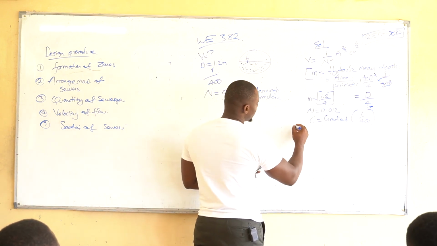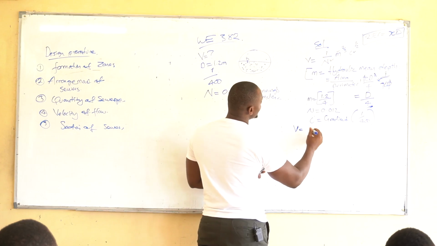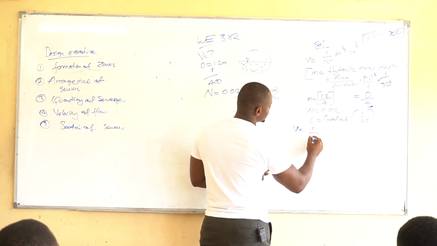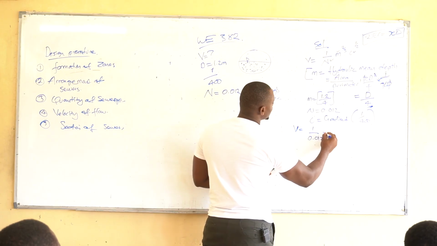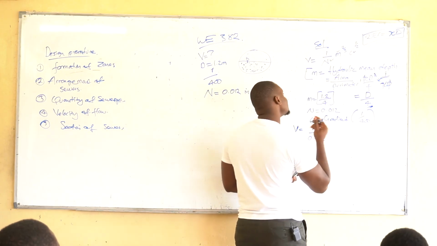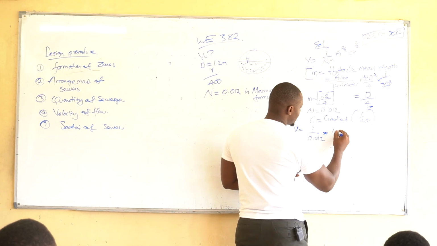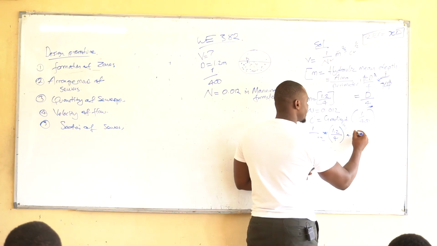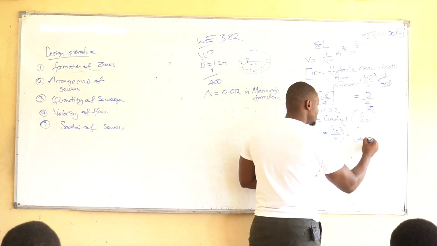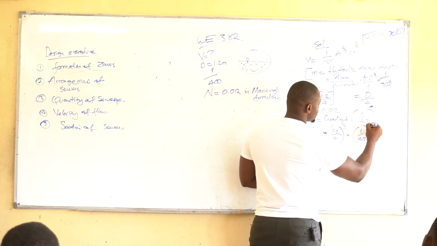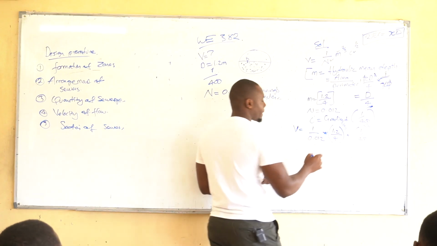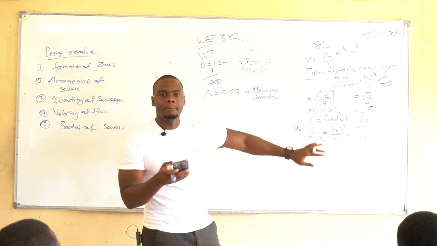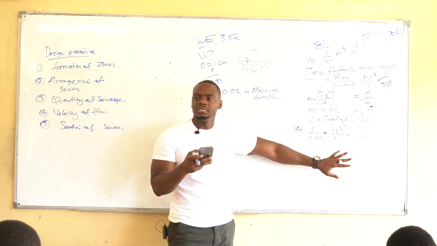So your velocity will be equal to 1 over 0.012, multiplied by 1.2 over 4, raising everything to 2 over 3, multiplied by the gradient, which is 1 in 400, raising everything to a half. Is this okay?